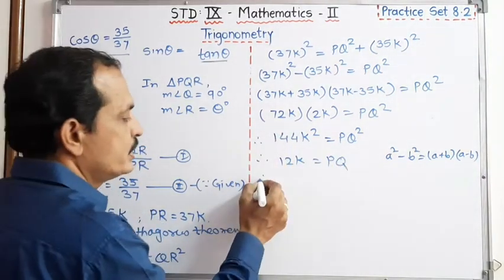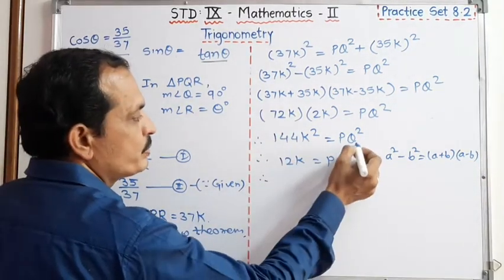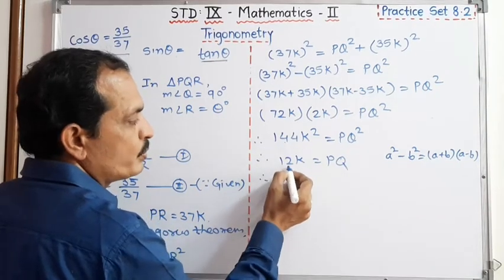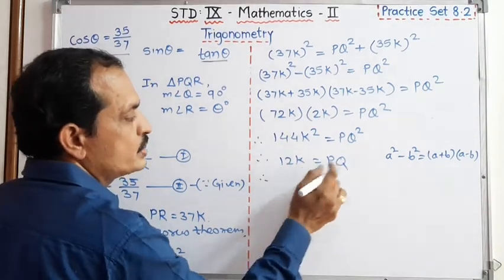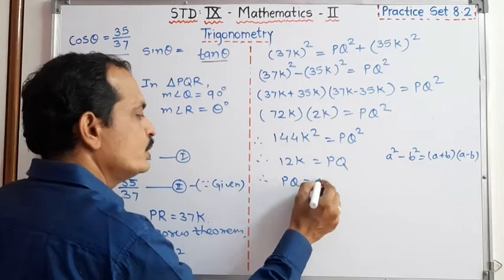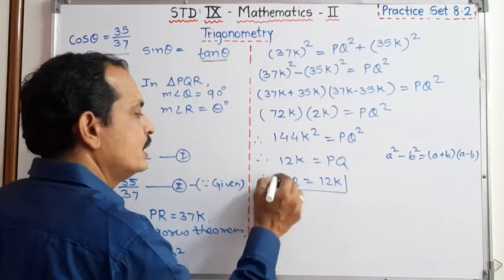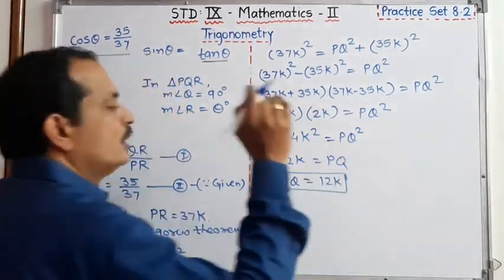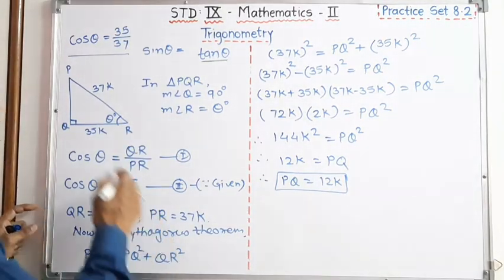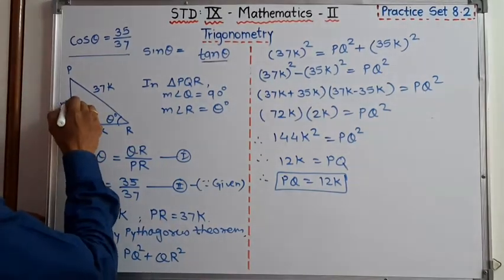That means dear student, we are taking the square root of this. Square root of 144 is 12, K is equal to PQ. Therefore PQ is equal to 12K. Now dear students, we got here the value of PQ is 12K.